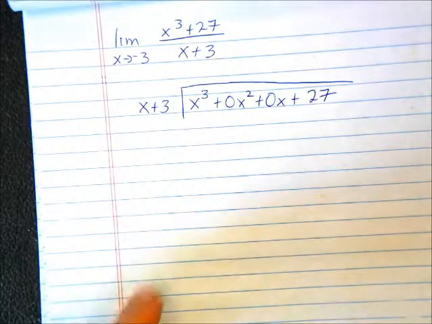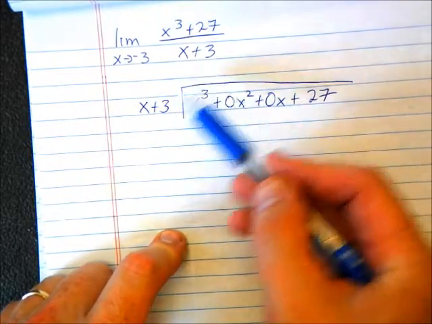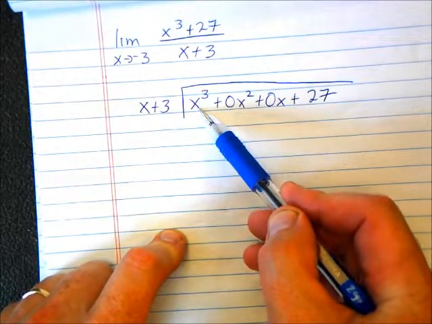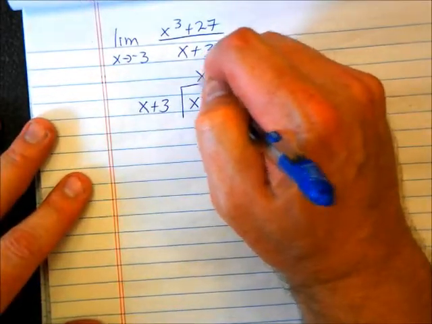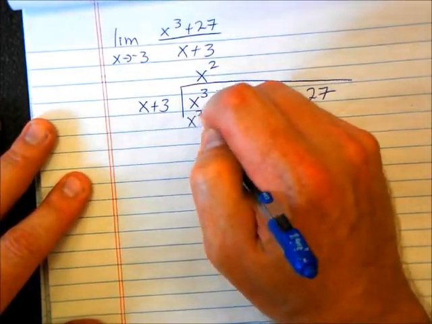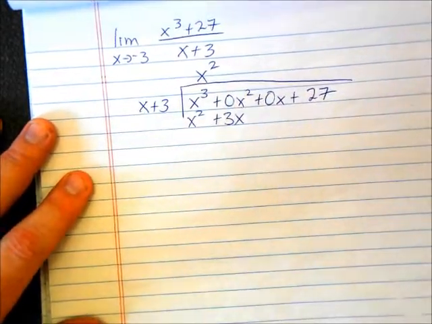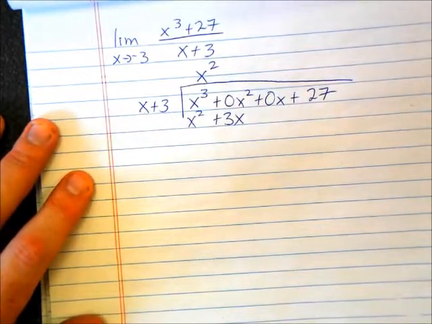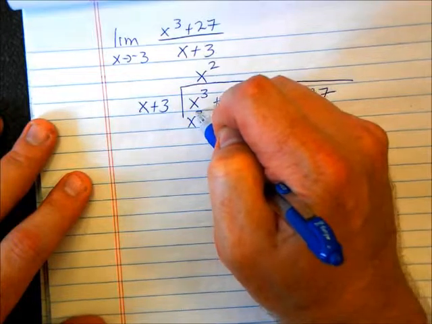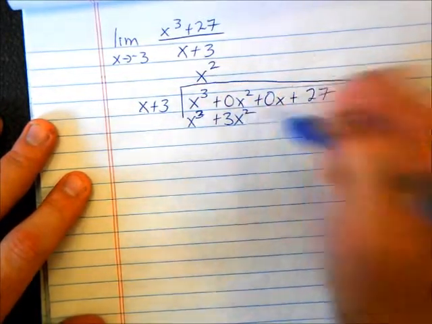So what has to go right here? What times x will give me the x cubed? x squared. So I put an x squared there. Then that's x squared plus 3x. I multiply, just like you did long division. Oops. How about x cubed plus 3x squared?